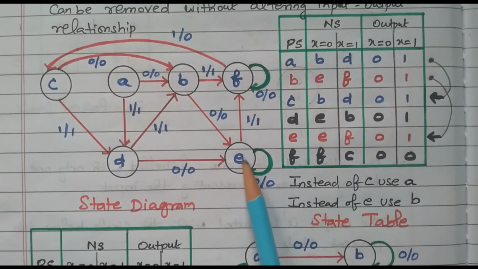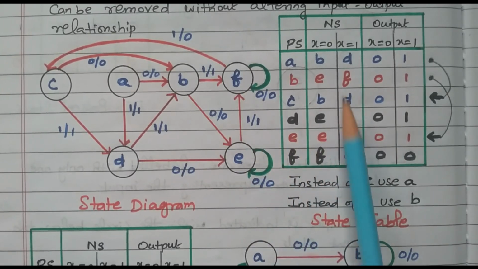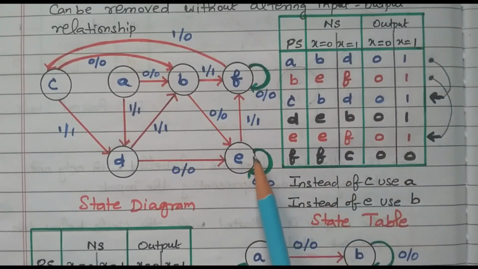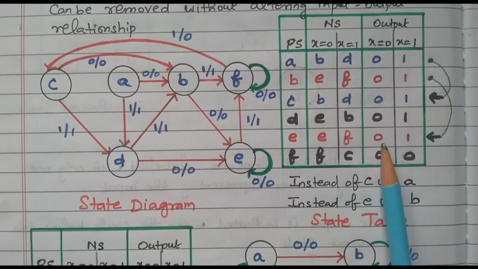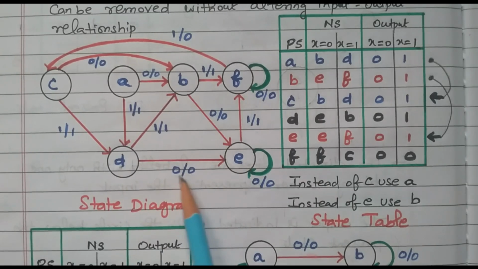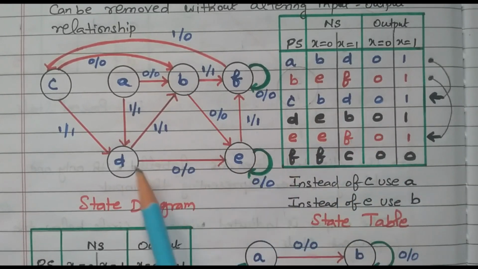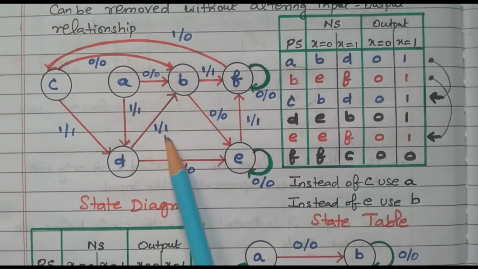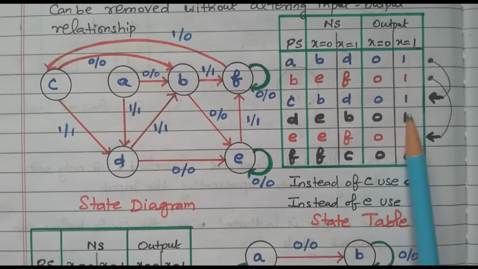Now we'll go to E. E goes to F when input is 1, and the output is also 1, right? E goes to E itself for input 0, and the output is also 0, right? Now we'll go to D. D goes to E for input 0, and the output is also 0, right? D goes to B for input 1, and the output is also 1, right?